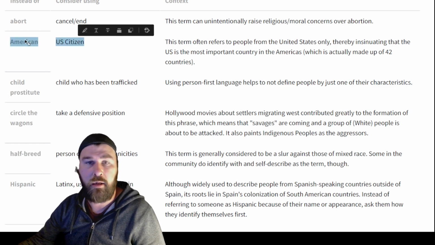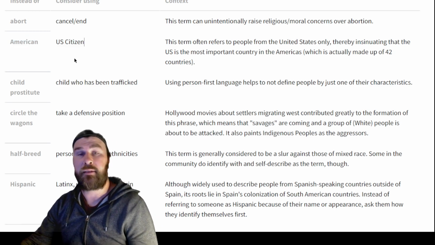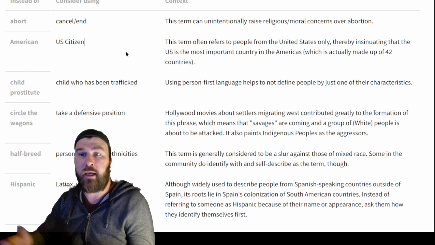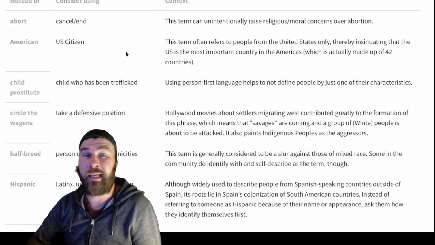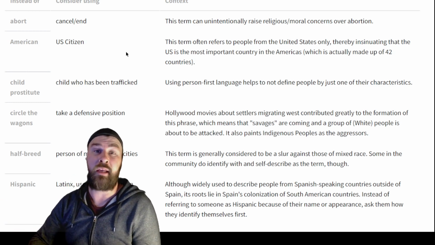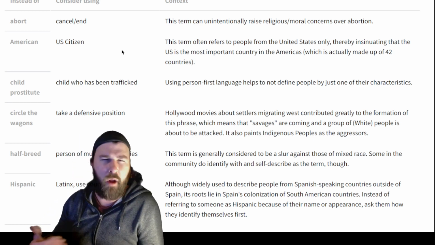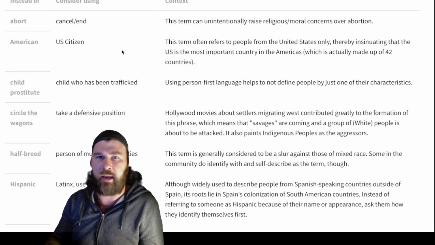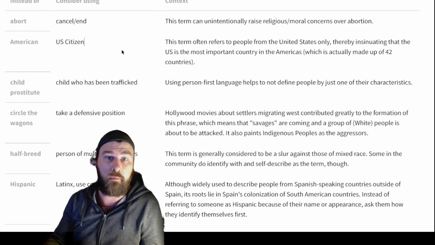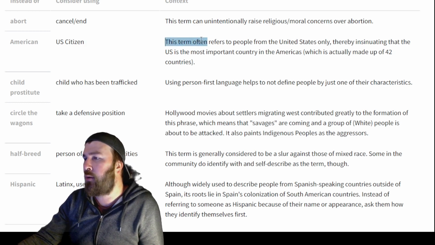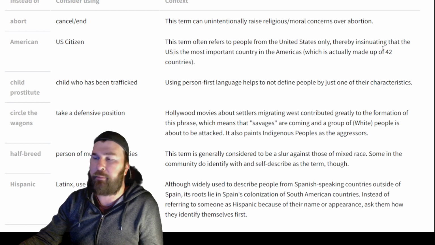All right, so this is probably the most interesting one. You're not allowed to say American. So when you're talking about your friends down south, you have to now say U.S. citizen, because American appropriates that America is the only and the best country in all of the Americas. I'm not going to stop saying Americans, because I think everyone knows what I'm talking about when we talk about Americans. But this term often refers to people from the United States only, thereby insinuating that the US is the most important country in the Americas, which is actually made up of 42 countries.